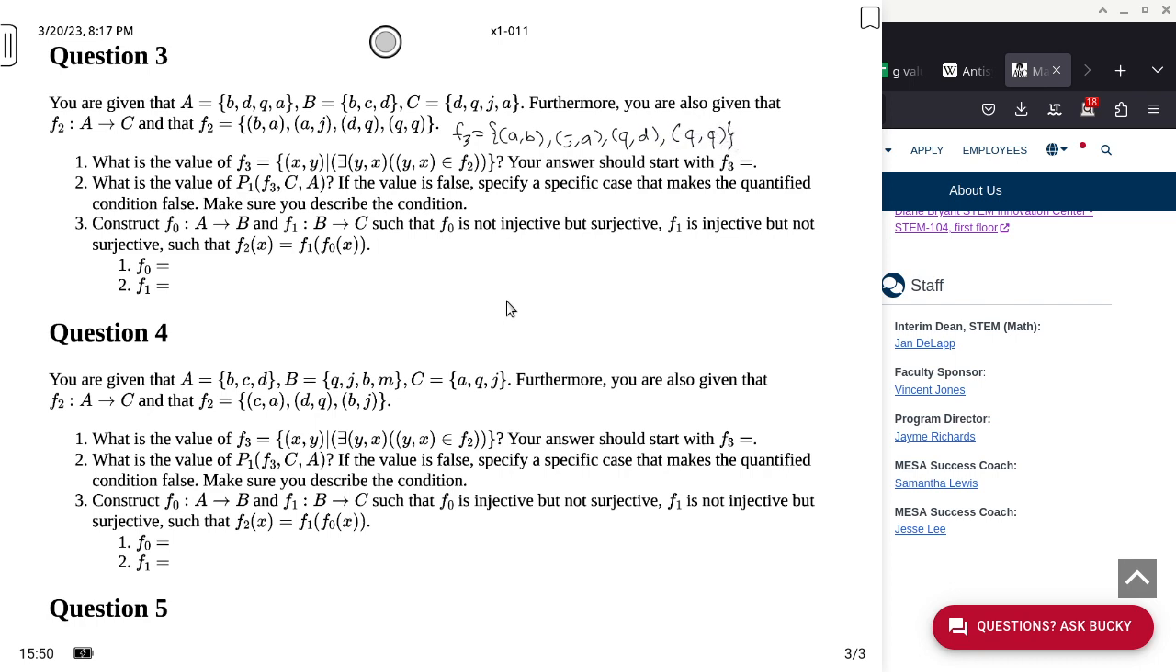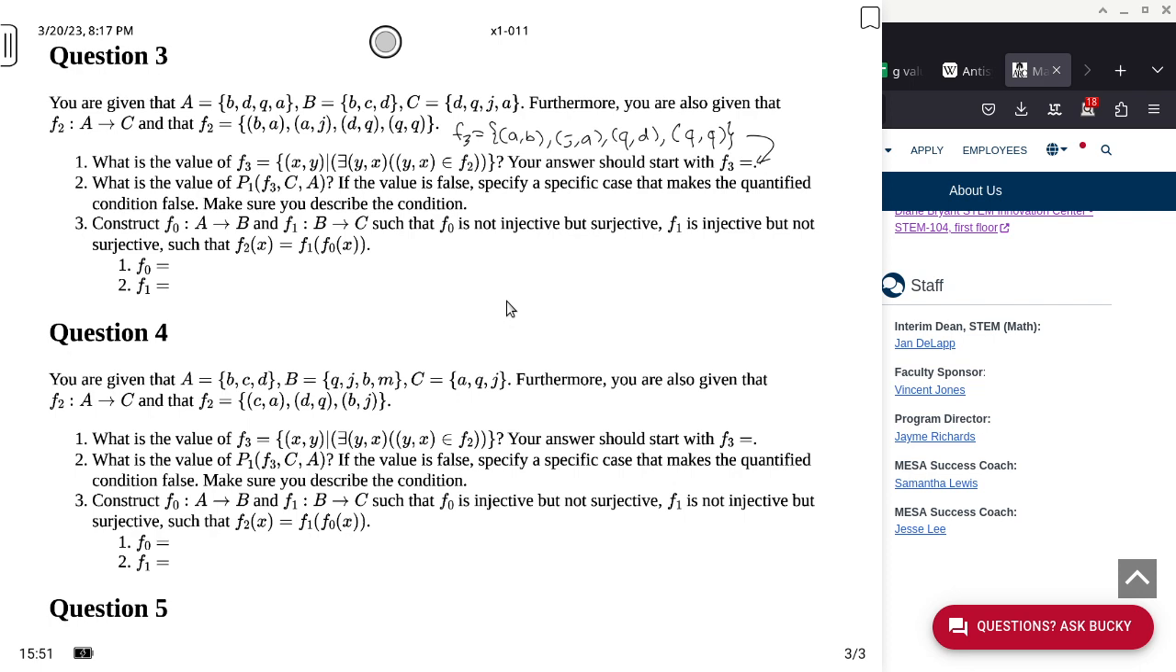All right, so that answers the first part of the question. What about the second part? Applying the predicate P1 to this particular F3, is it a function? Okay, so it's not a function. Very good. Now we have to read carefully what the question is asking. If the value is false, specify a special case that makes the quantified condition false. Make sure you describe the condition. In other words, if you look at P1 as a predicate, what do I choose as the quantified variable to make the condition fail?